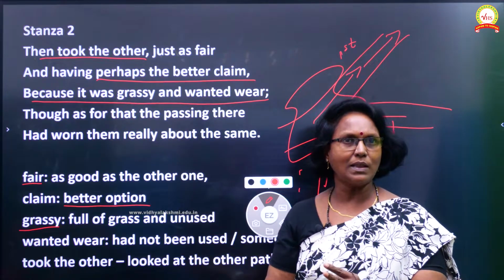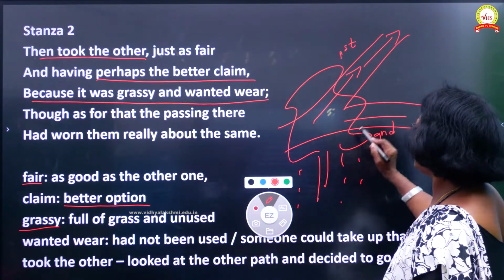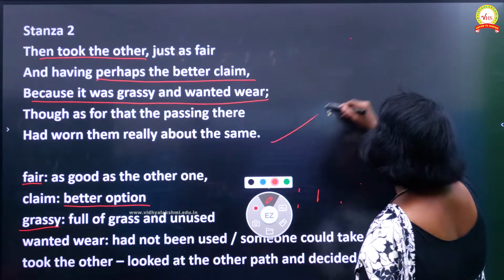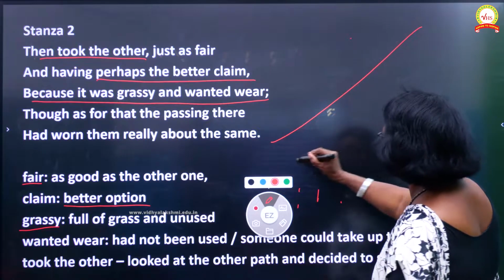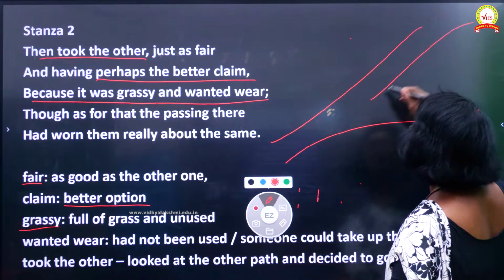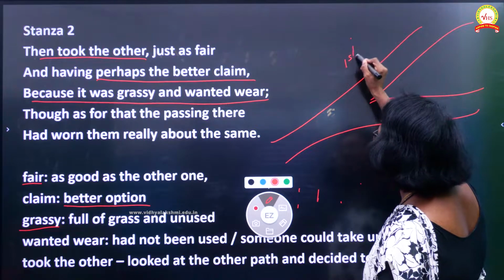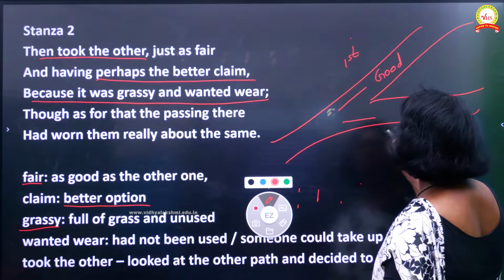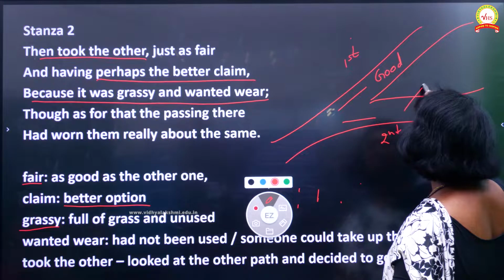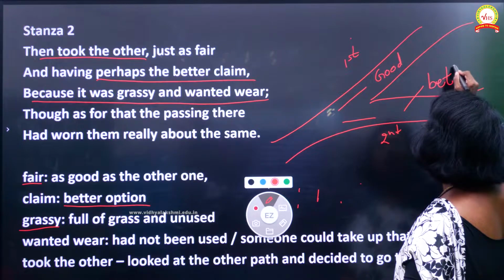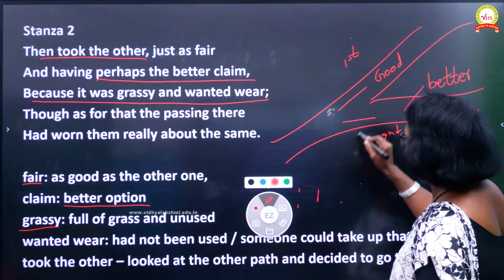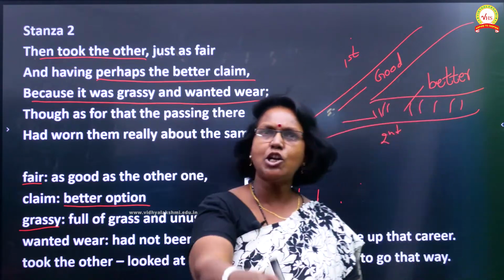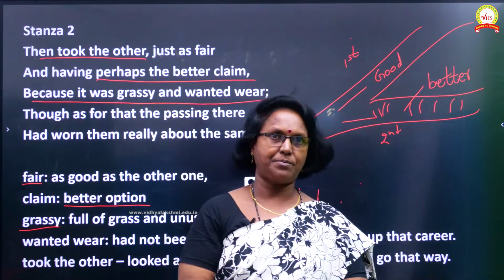But understand one thing here, that one path, let me see here once again, in case you have here the first path, it's good. He says it's quite good. And he's now talking about the second one. He's telling that maybe it is better. In what way is it better? It is because there is grass. That means people had not walked on it.